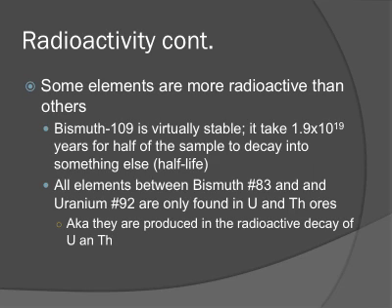Like bismuth-209, this is virtually stable. It will take 1.9 times 10 to the 19 years for half of the sample to decay into something else. This decay process, in which you're turning one thing into another, is what radiation is. This is what radioactivity is. In this process, it releases some sort of energy. But 1.9 times 10 to the 19th is 19 with 18 zeros after it. I don't even know what that is. It's way past trillion, correct?